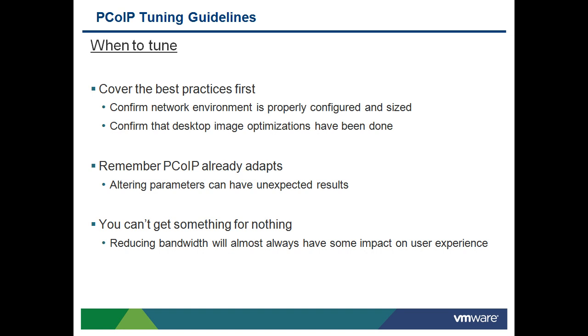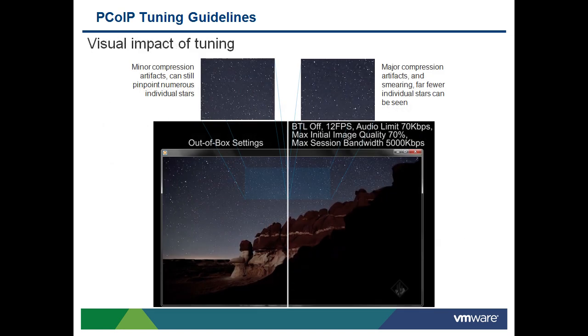So you're not having any benefit if it's already dropped the image quality because it's detecting packet loss in the network, and it's dropped the image quality to 70. Setting the image quality to 80 isn't going to have any impact. So remember that PCoIP is already doing some tuning by itself. And then remember that you can't get something for nothing. And I refer to tuning as an art because you're trading off bandwidth consumption for user experience and visual fidelity and quality. And there is an impact to this.